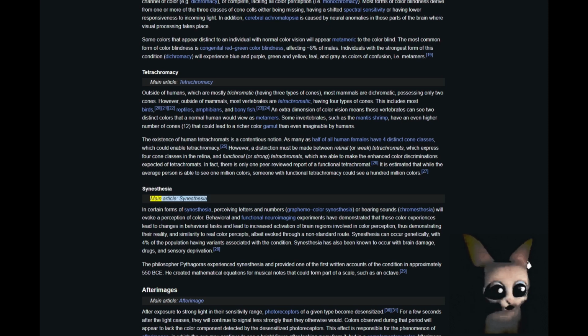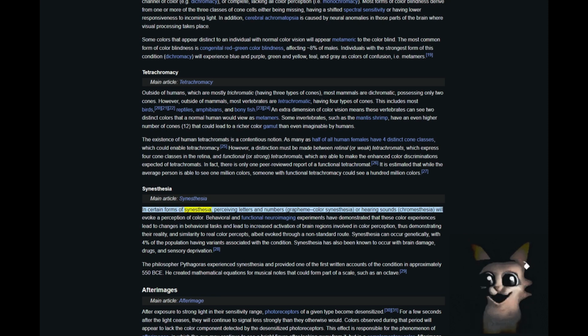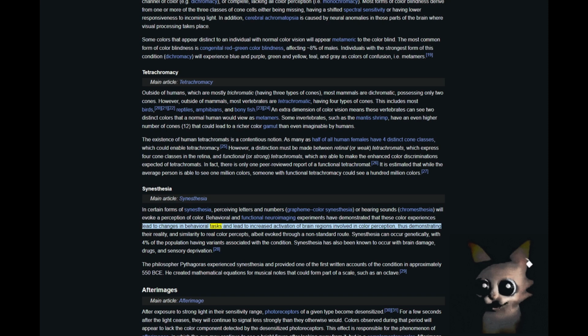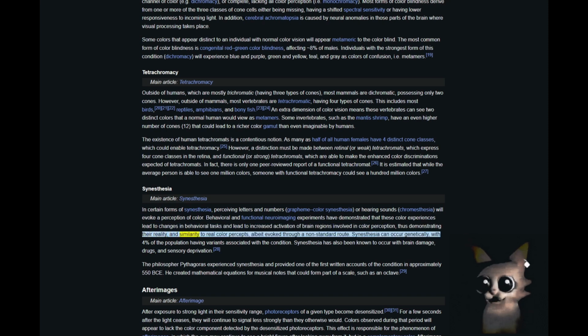Synesthesia. Main article: Synesthesia. In certain forms of synesthesia, perceiving letters and numbers, grapheme-color synesthesia, or hearing sounds, chromesthesia, will evoke a perception of color. Behavioral and functional neuroimaging experiments have demonstrated that these color experiences lead to changes in behavioral tasks and lead to increased activation of brain regions involved in color perception, thus demonstrating their reality and similarity to real color percepts, albeit evoked through a non-standard route.